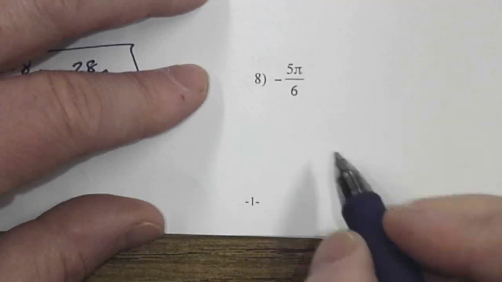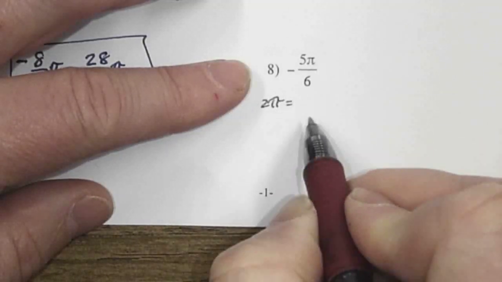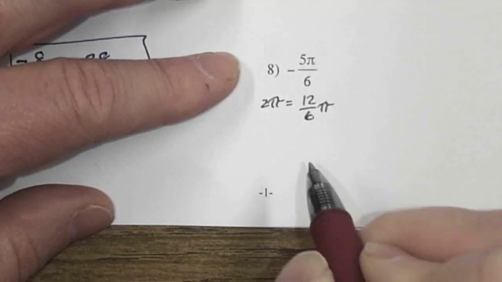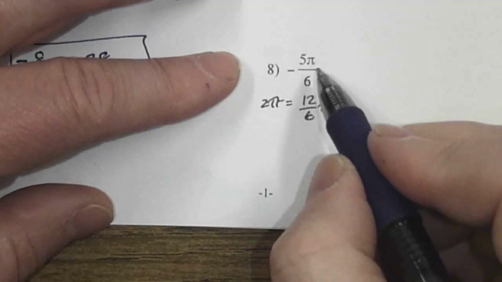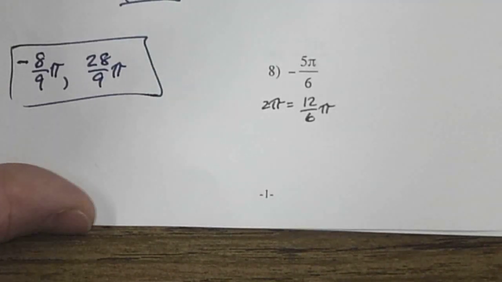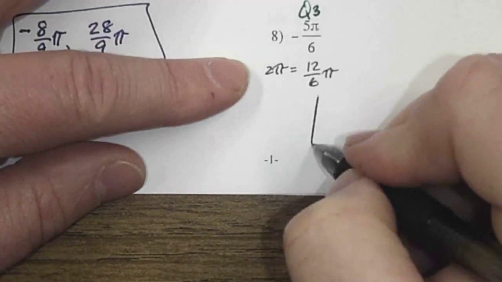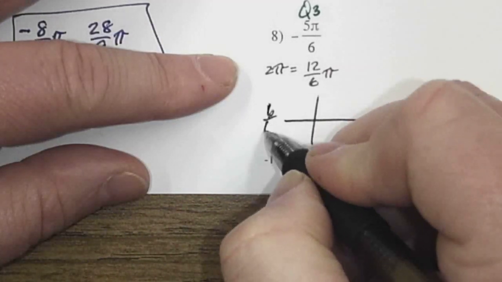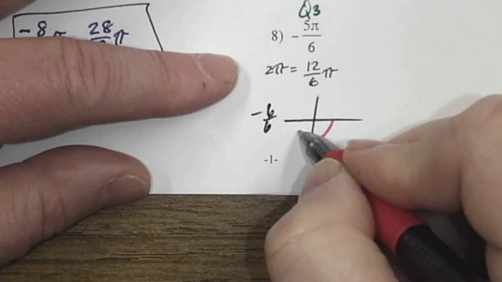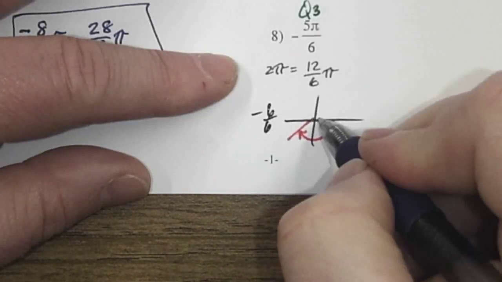Okay, this is a negative 5 over 6. So again, my first instinct, what is 2 pi? Well, it's 12. Denominator is 6. 2 times 6 is 12, so 12 over 6. So I went a negative 5. Okay, negative 5 over 6. By the way, that's in quadrant 3. Okay, just to give you a little picture. This would be 6 over 6 on the negative, and we'd be going 5 over 6, so we would end up right there.